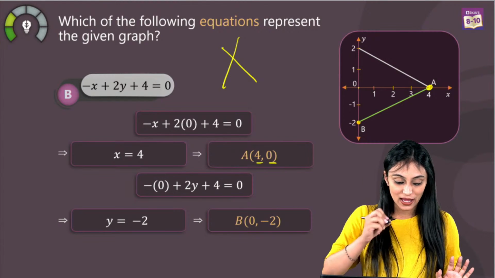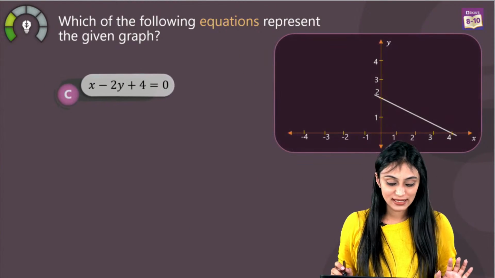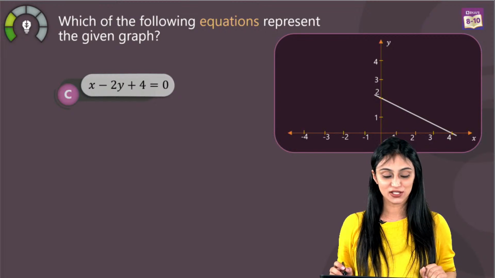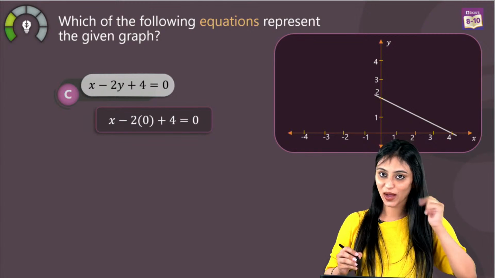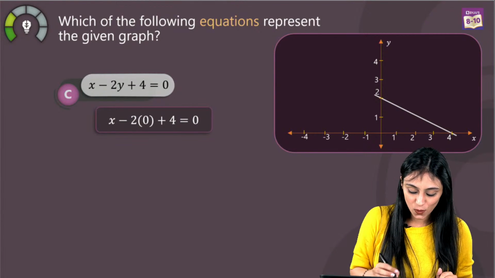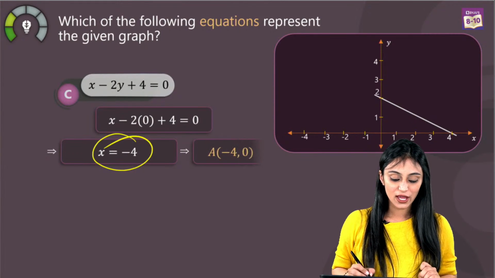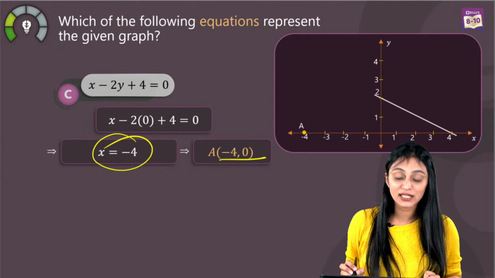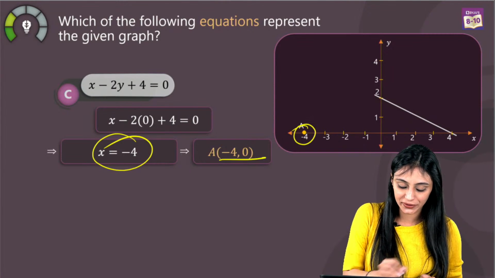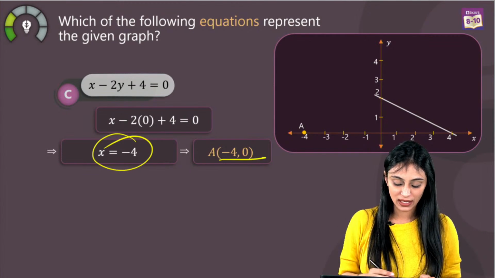Correct. Coming to option number C, which is x minus 2y plus 4. So from here as well, I'll put y as 0. Once I put y as 0, what do I get? I get x equals to minus 4. Okay. So from here, A is going to be (-4, 0). Let's plot it here, right, as point A.